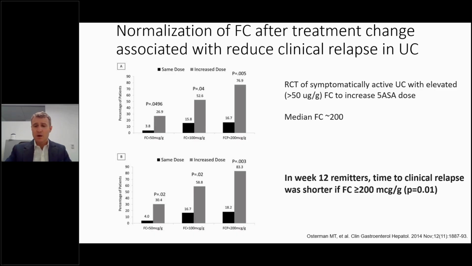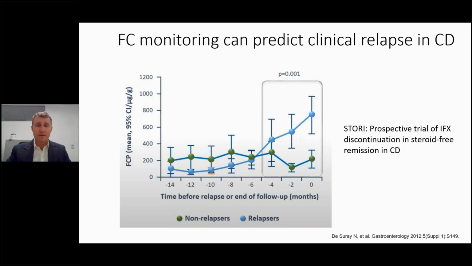So again, harping on the idea that fecal calprotectin can be a very helpful biomarker in strategizing and triaging and prognosticating really our inflammatory bowel disease courses. I'm going to paint a different picture now and show another potential role of fecal calprotectin in that it can actually predict clinical relapse in Crohn's disease and ulcerative colitis.